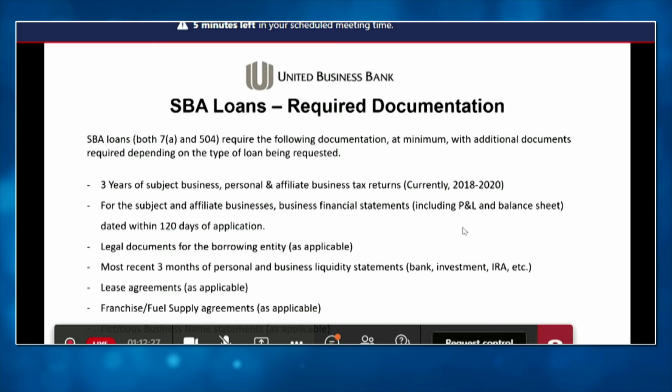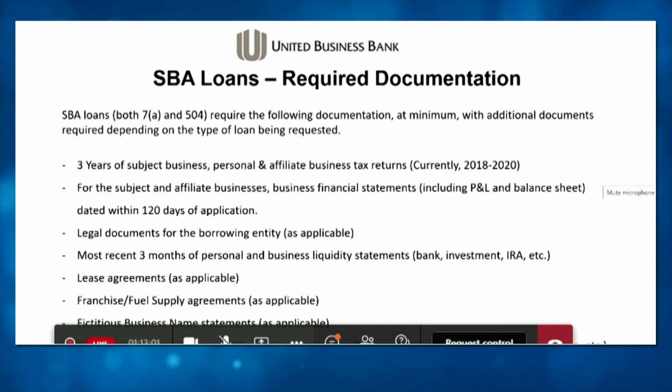Okay, and the business financial statements are required for both the subject, as in the business being financed, and the affiliate businesses, or the businesses that are deemed affiliates under the SBA guidelines. And they have to be dated within 120 days of application. Okay, so what does that mean? Application does not mean the date that you submit the application to your lender or the bank. That is not the application date they are talking about here. It is actually the date that the bank, upon their approval of the loan, submits the loan to the SBA.